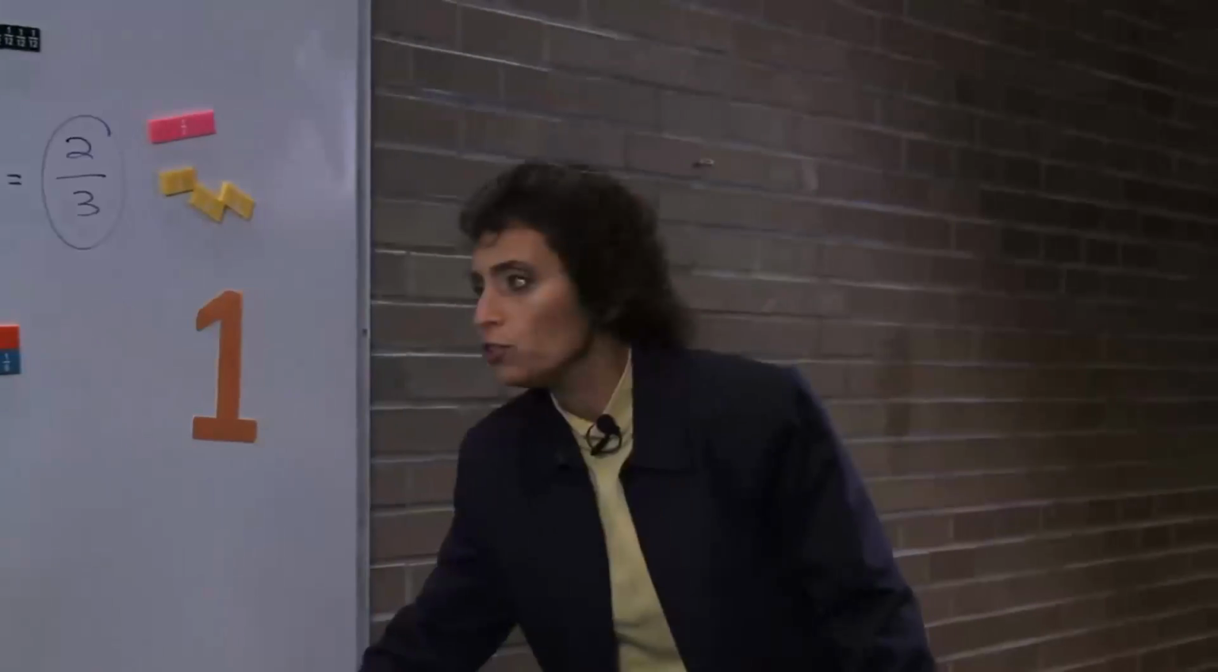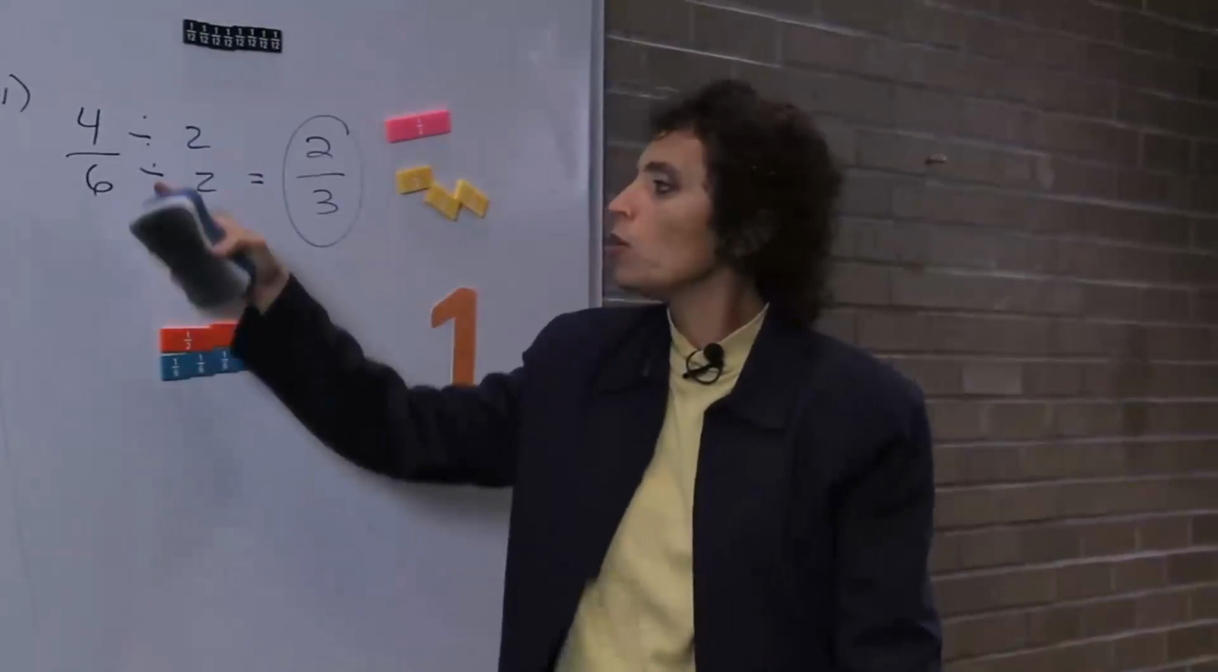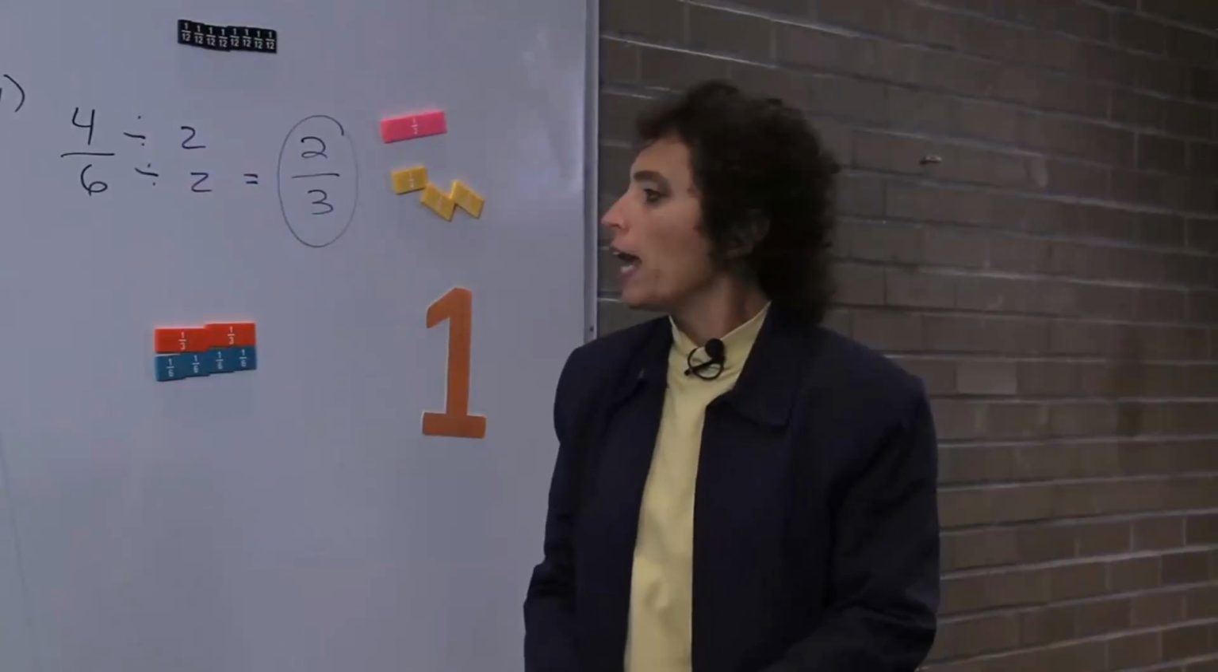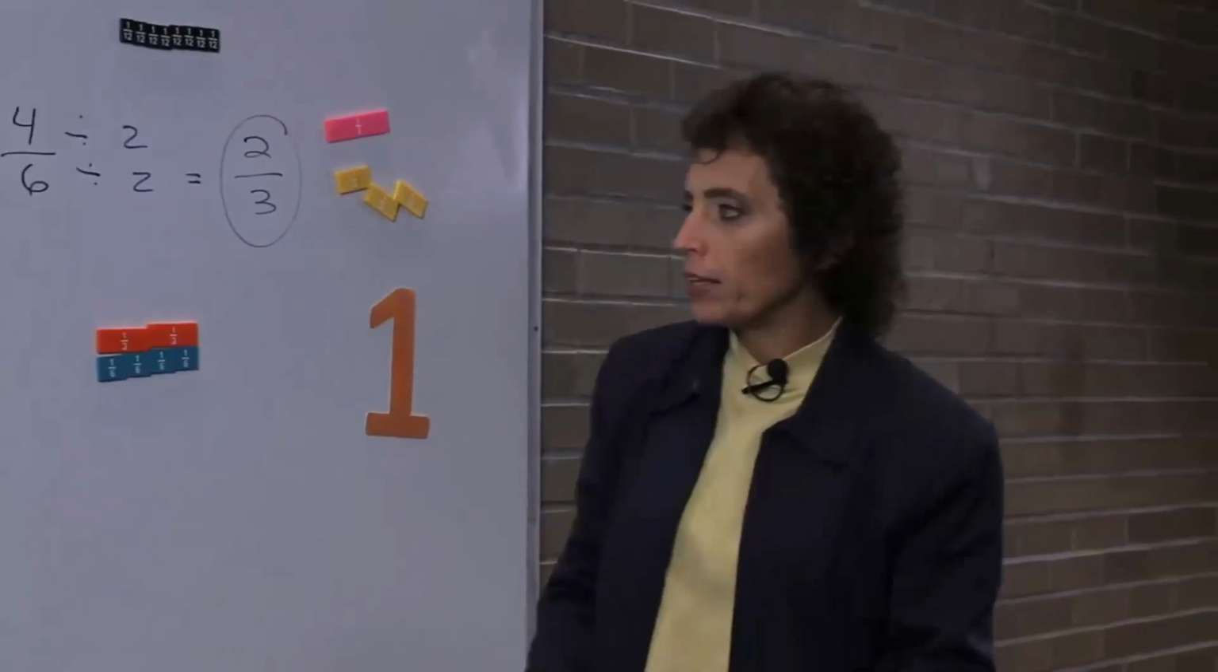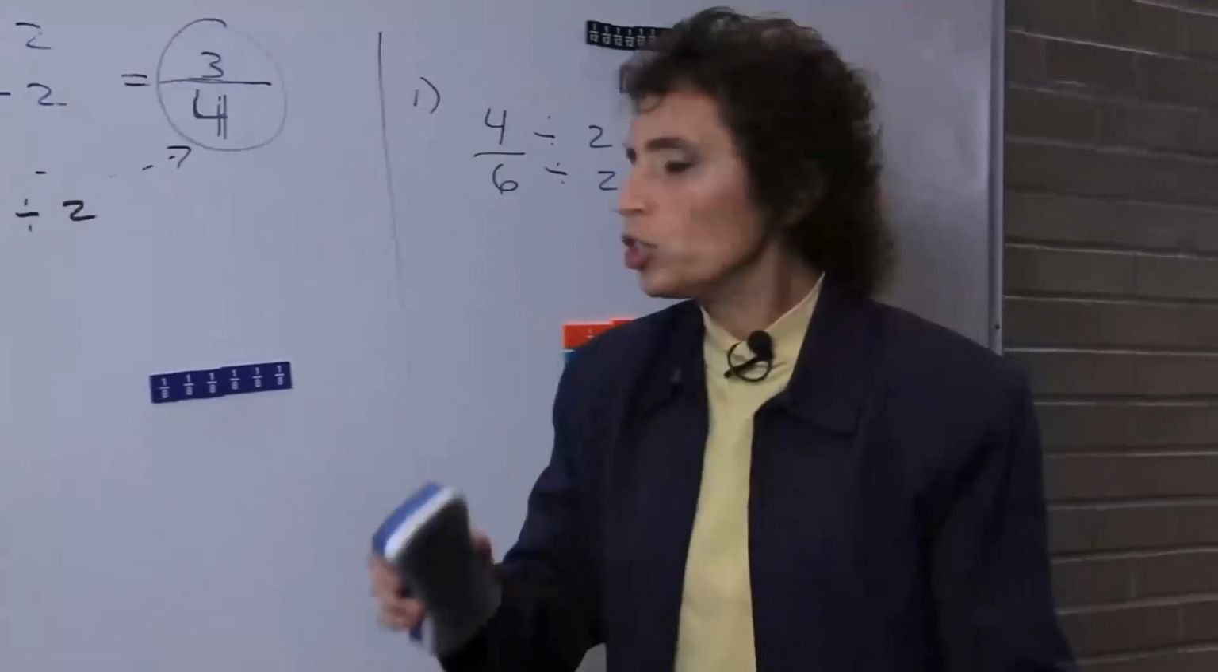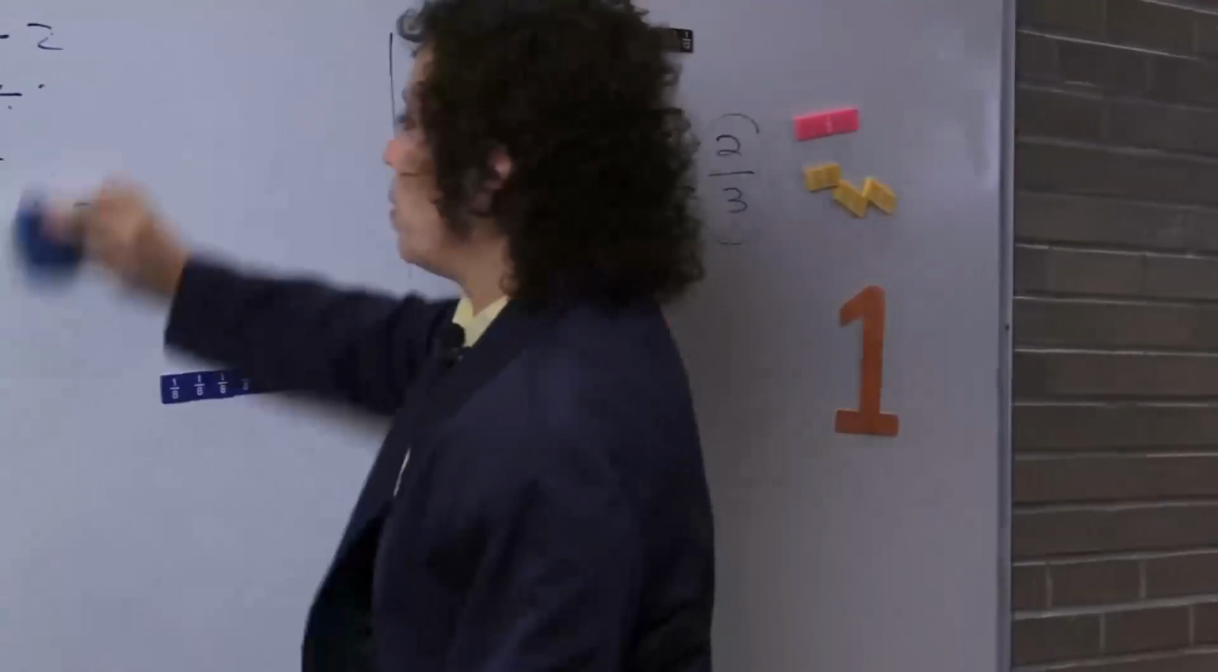So to be able to reduce, you just need to pick a number that goes into both the numerator and denominator and divide top and bottom by that number. All right, so you're going to try 2 and 3, and then we'll come back and look at your answers.